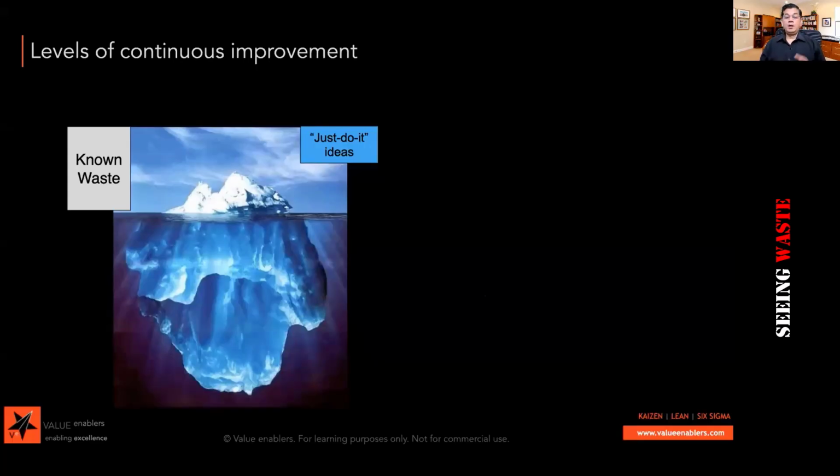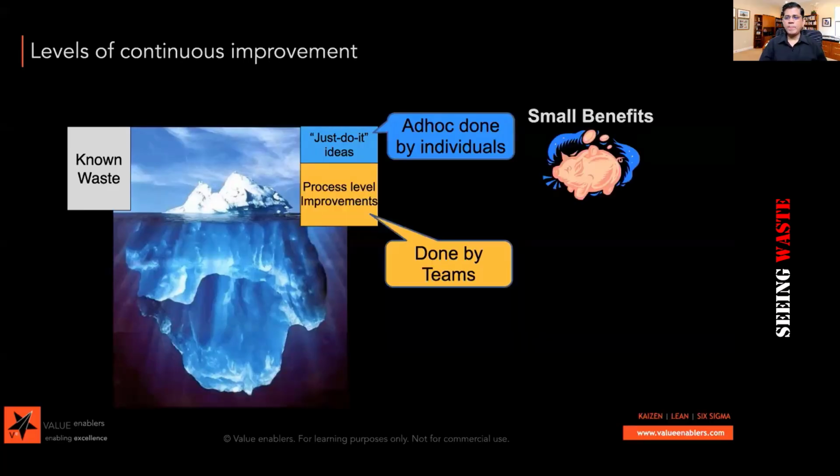So the cause is known, solution is known. Why bother? Just do it. Don't analyze too much. It is ad hoc. It can be done by individuals. Then we go at a process level. So just do it ideas alone, if you can identify and eliminate them, that's why we defined lean as a mile in width, an inch in depth, and we defined Six Sigma as an inch in width and a mile in depth. How many of you remember it? So just do it ideas are across, which will give stability to your workplace.